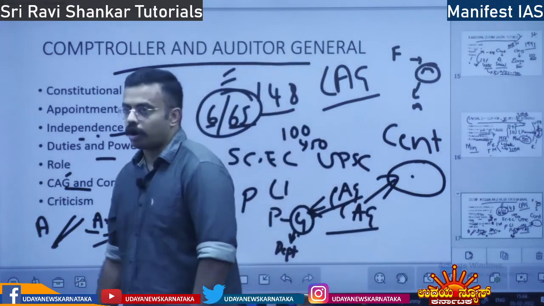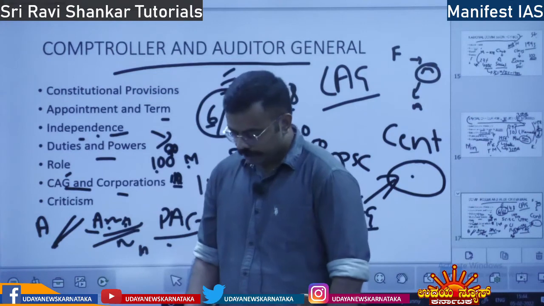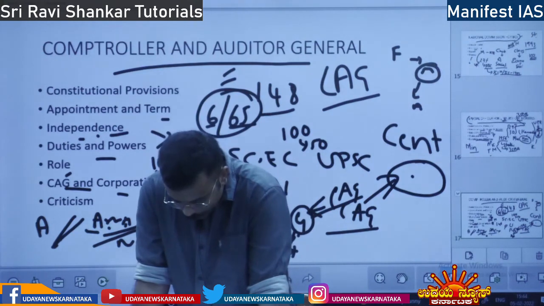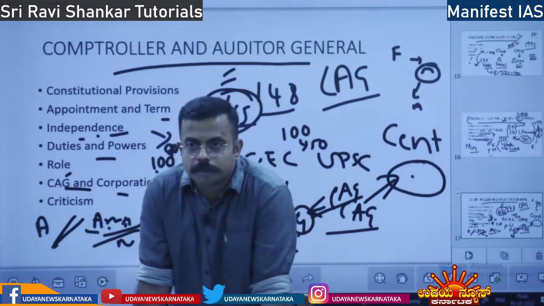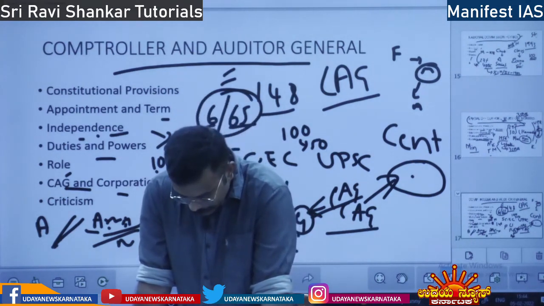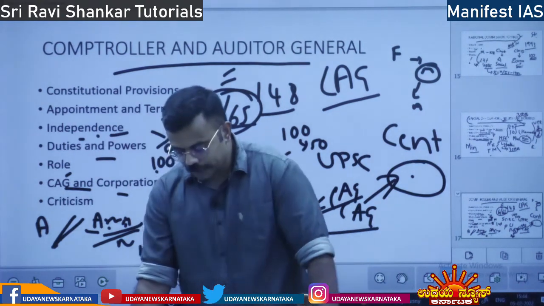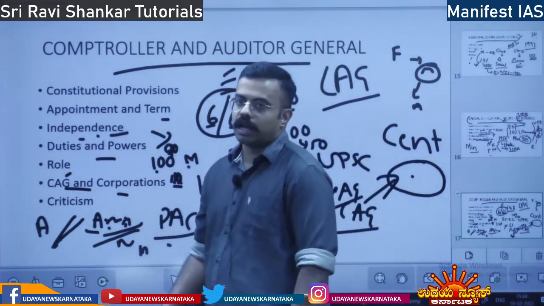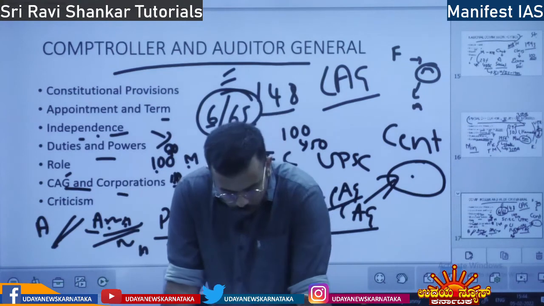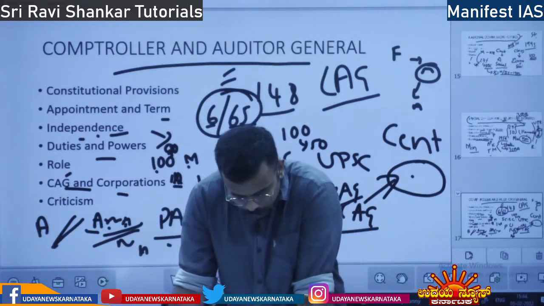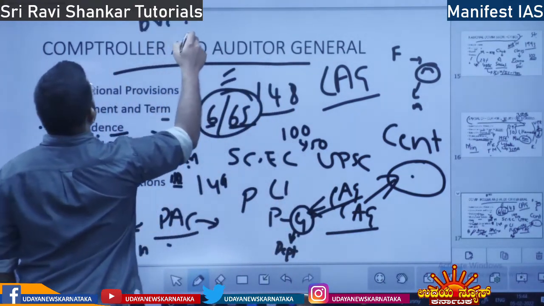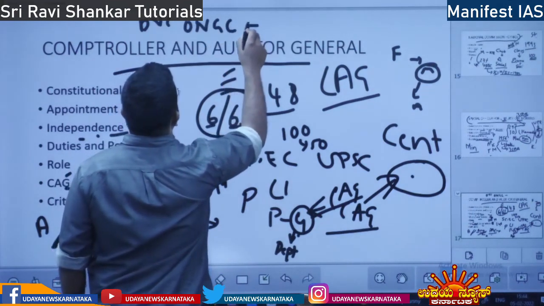Next, CAG and corporations. What does the CAG do with respect to corporations? I already told you certain PSUs, certain public sector undertakings, are audited by CAG. Some corporations, Damodar Valley Corporation, ONGC, Air India, are audited by whom? They are audited by CAG directly.